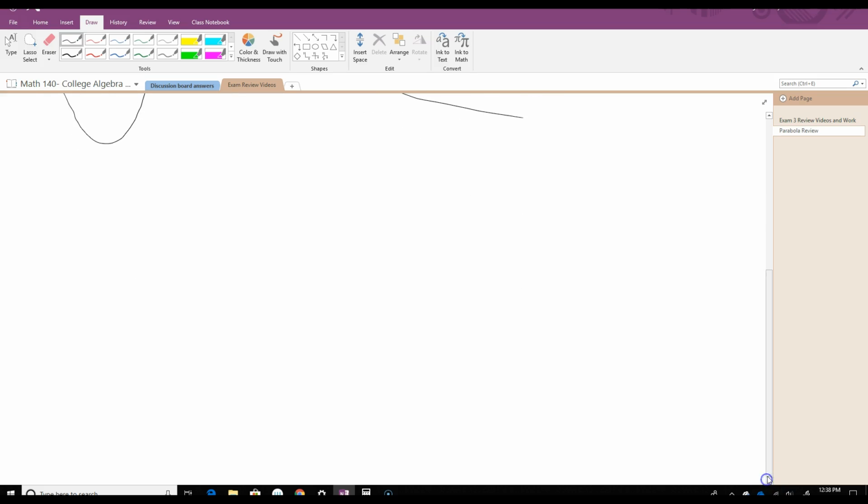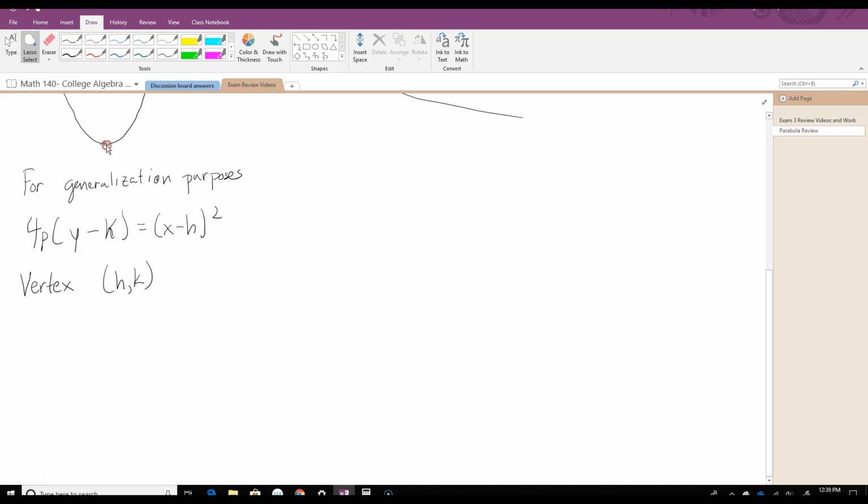Okay. So now that I've done that, I want to talk a little bit generally about those equations. Let's just talk, for generalization purposes, about this equation. Let's call it 4p times (y minus k) equals (x minus h) squared. The first thing that I want to get is the vertex, and that's going to be (h, k), right? And that's this little part right here.